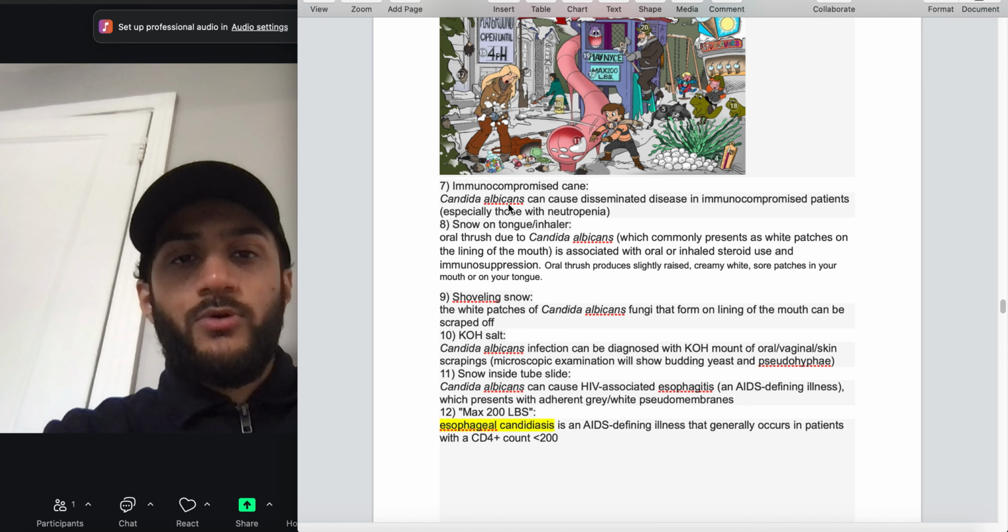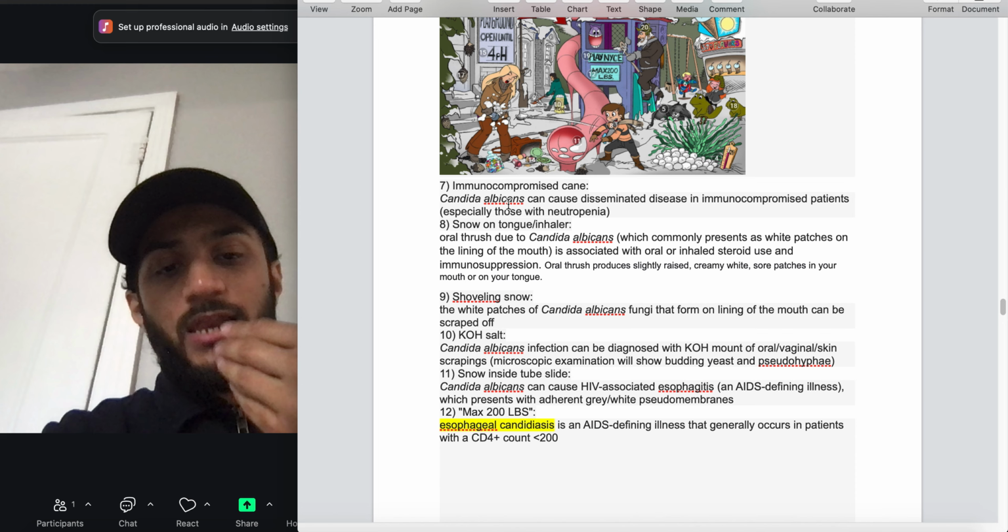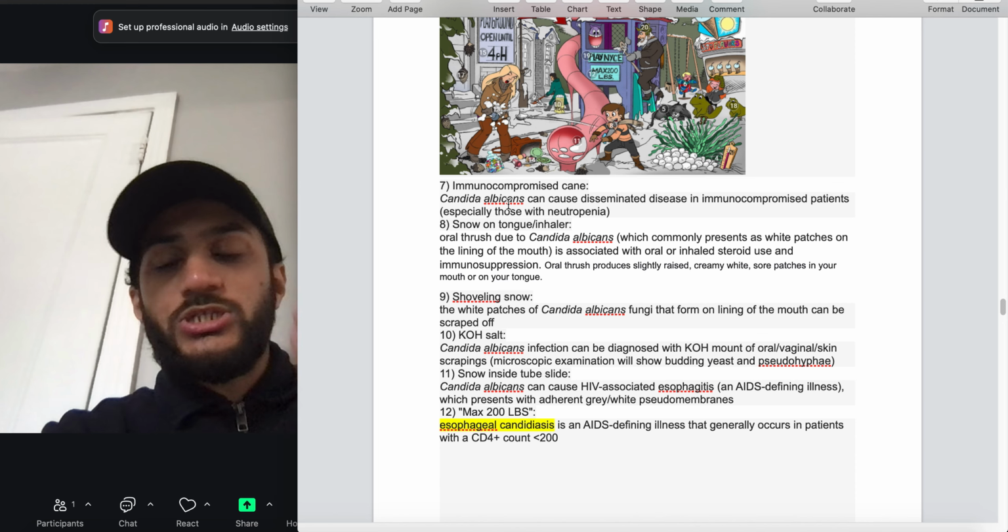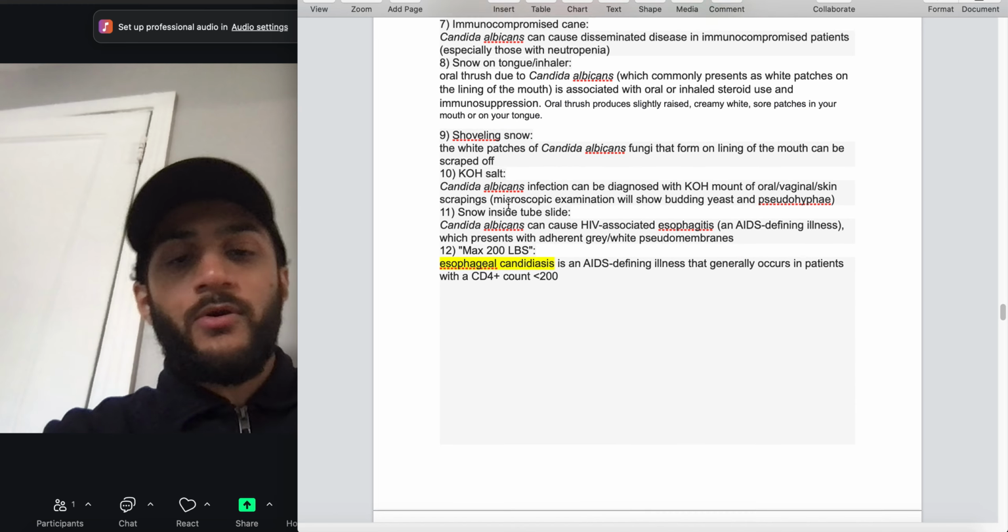Then we can see that esophageal candidiasis, the AIDS-defining illness, occurs in patients with CD4 count less than 200.